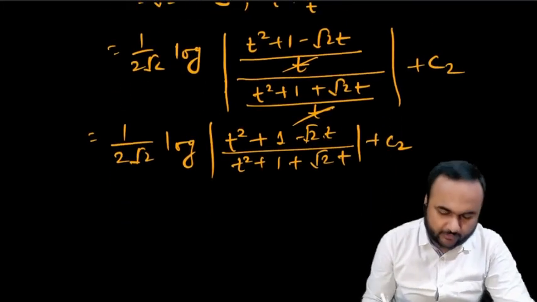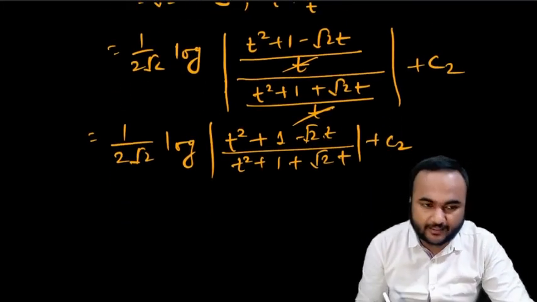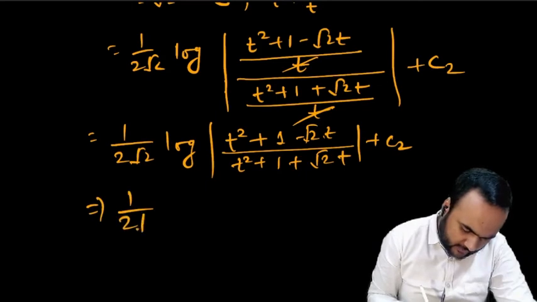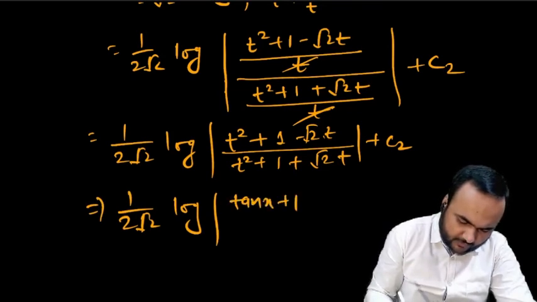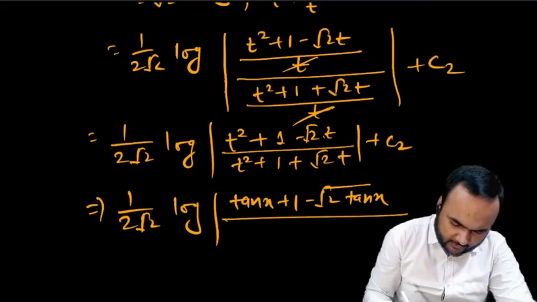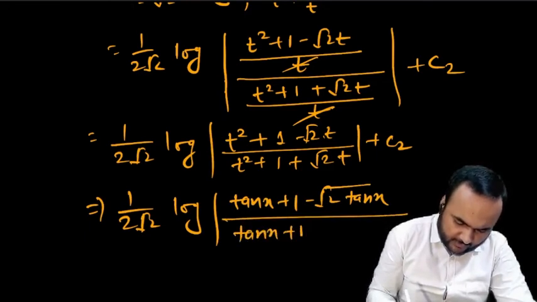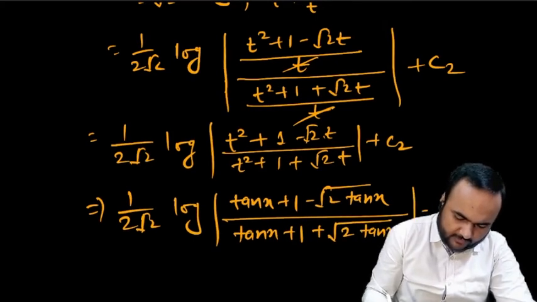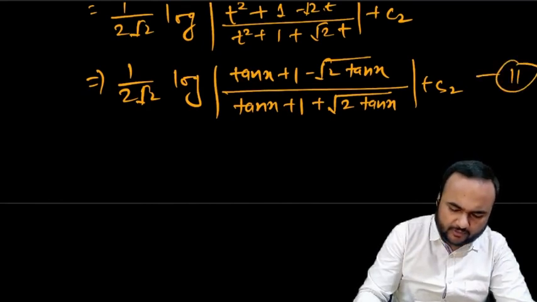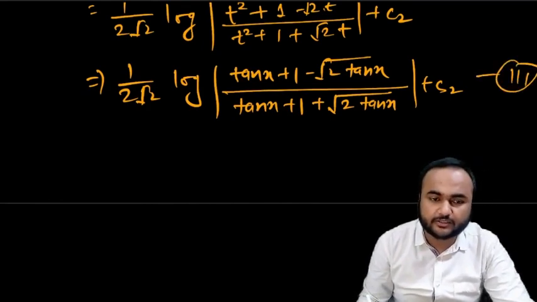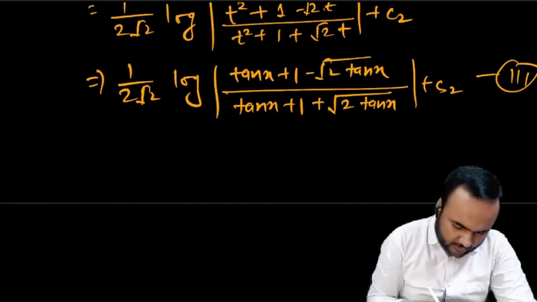Okay, now in place of t we are going to write root tan x. So the whole integration will become something like this: log, in place of t square we are going to write tan x, tan x plus 1 minus root 2 tan x divided by tan x plus 1 plus root 2 tan x, plus c2. We are going to call this equation number 3, because this is the value of I2.